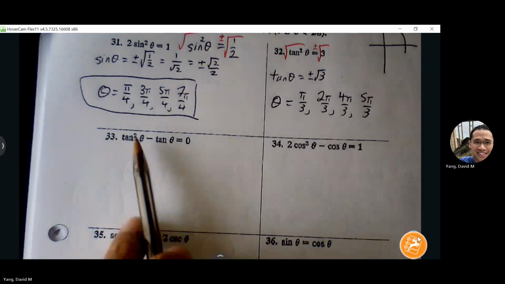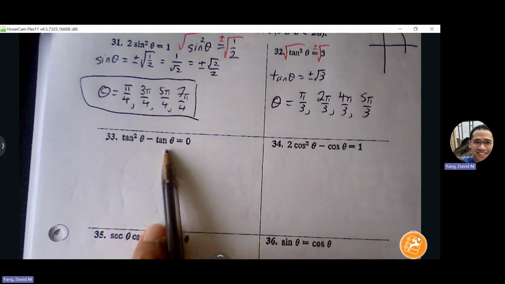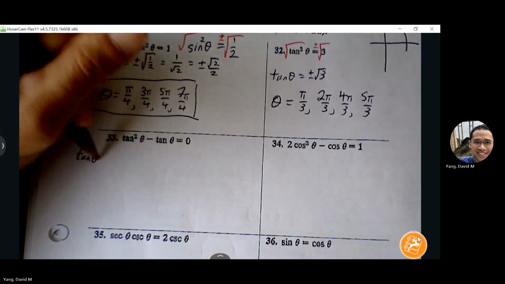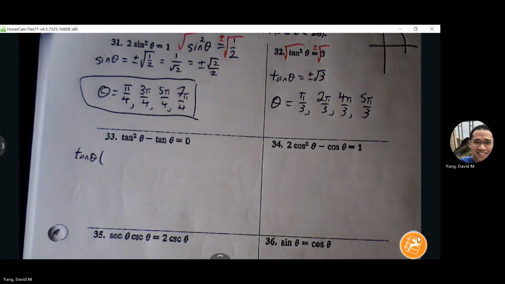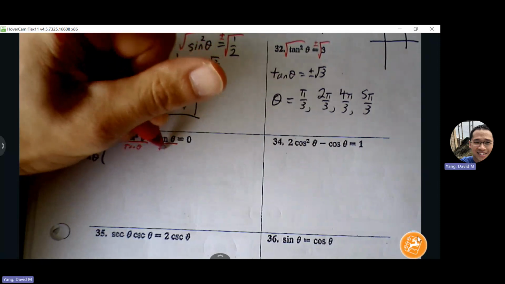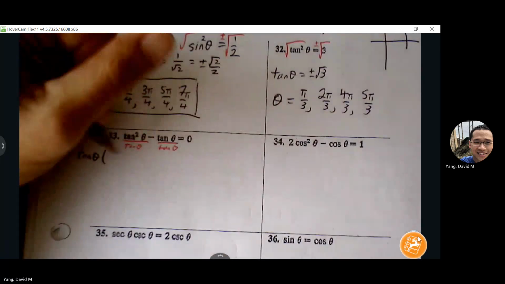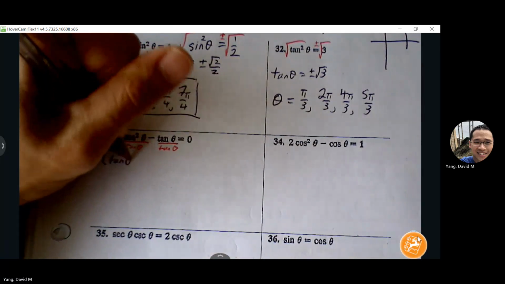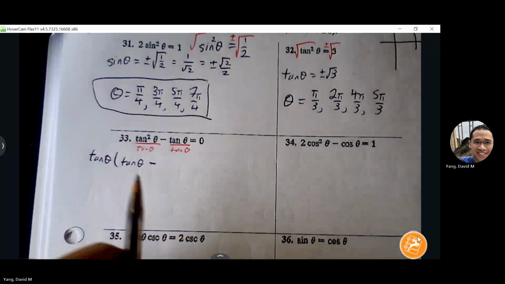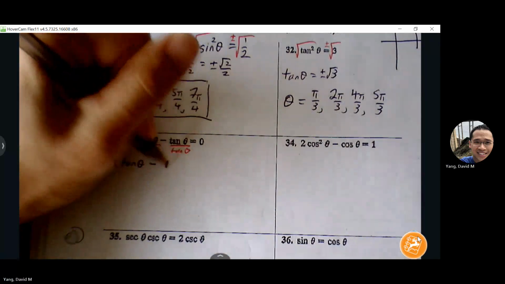Okay, 33. What do you think we can do first here? Yeah, let's factor out the tangent, which means I'm really dividing by tangent. Theta goes with it. Tangent theta minus what? Minus 1.